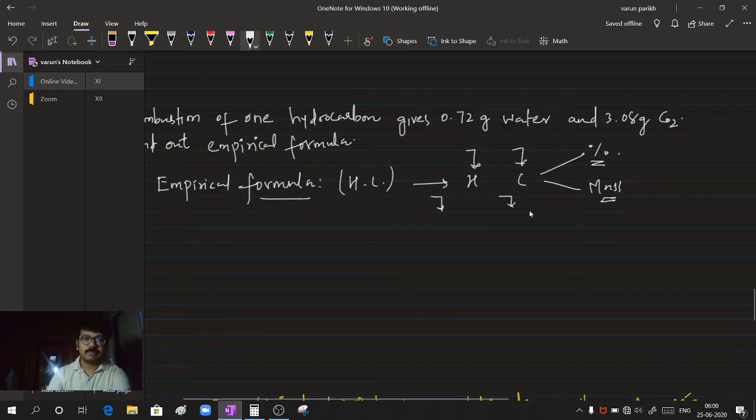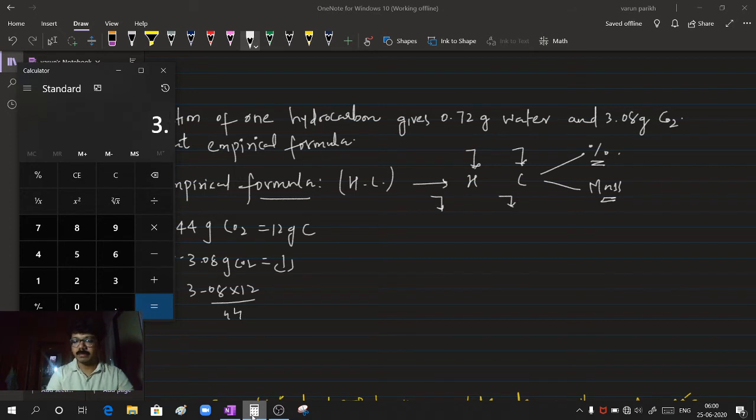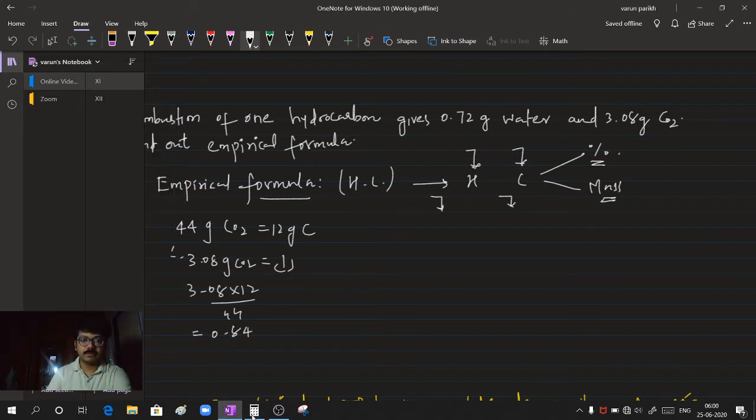So here I can write 44 gram CO2 that contains 12 gram of carbon, then 3.08 gram CO2 contains how much carbon? That will be 3.08 multiplied by 12 divided by 44. So now I have to do it a little fast: 3.08 multiplied by 12 divided by 44, it comes 0.84. So that is 0.84 gram carbon.